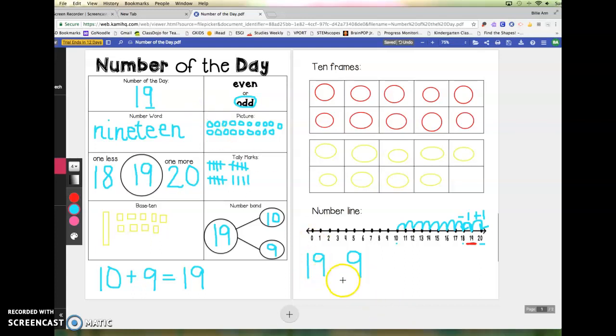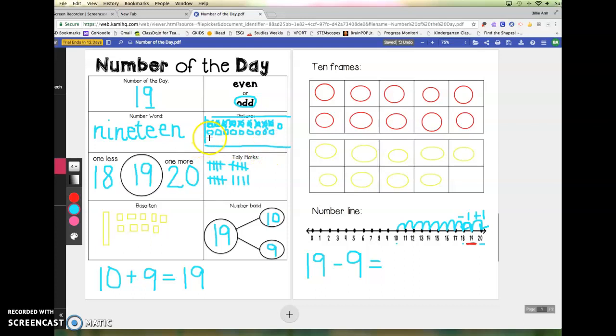Because am I joining these numbers or am I separating? I'm separating, right? 9 of them flew out of the jar. We could pretend like this is our jar, and here are my 19 fireflies. 9 of them flew away. So I know I'm going to subtract because I'm separating those. So I'm going to mark them out. 1, 2, 3, 4, 5, 6, 7, 8, 9.